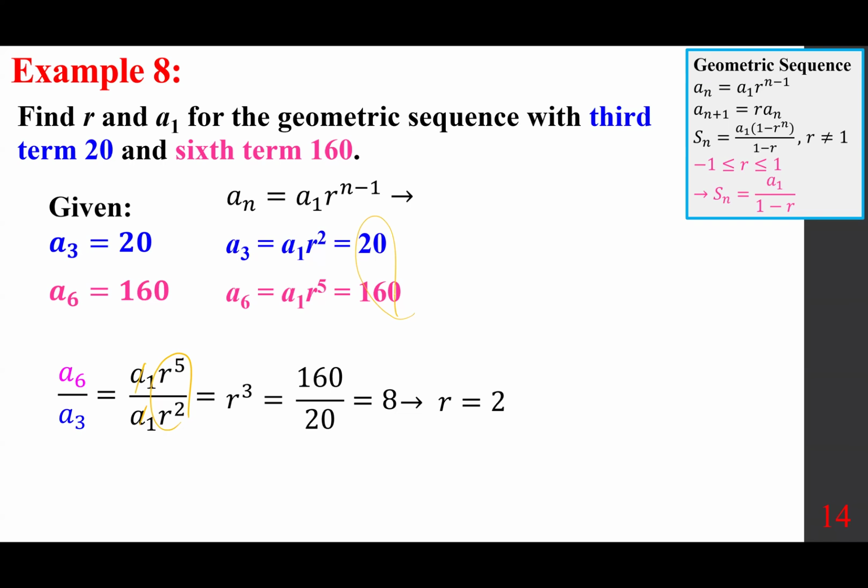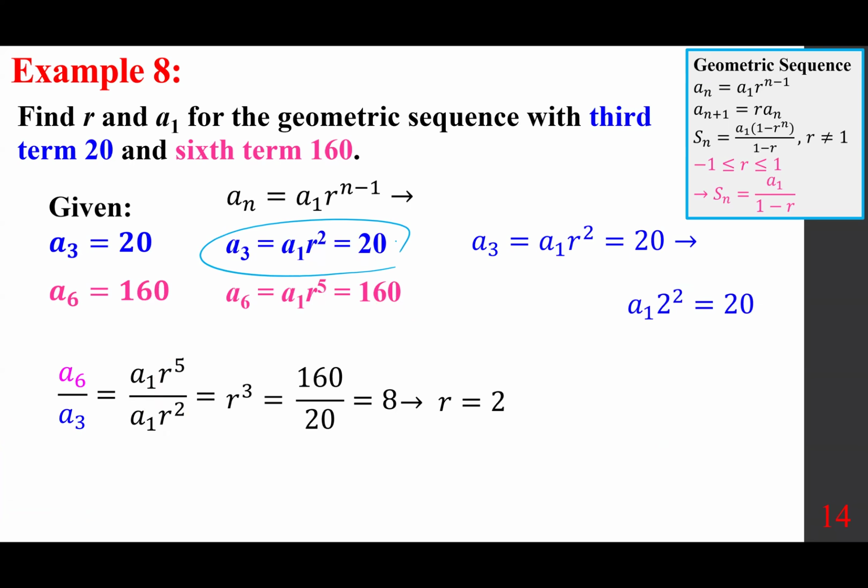Now, all you have to do is pick one of those, go back to one of those equations. For example, A sub 3 is A sub 1 R squared. It's 20, and we have R, so you know 2 squared is 4. Divide by 4, and A sub 1 becomes 5. So that's how you arrive at the answer. It's very simple, everybody.